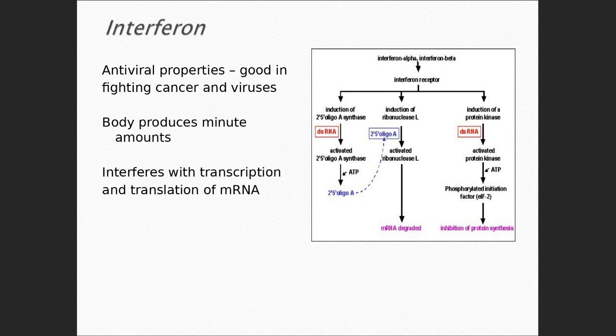All right. Interferons. Interferons are produced by every single cell in the body in a little bitty amount, right? They have anti-cancer properties and antiviral properties, right? And they interfere with the transcription and the translation of messenger RNA. And again, interferons are important.